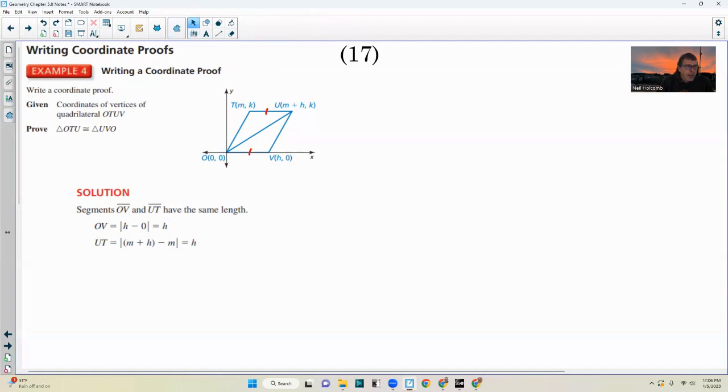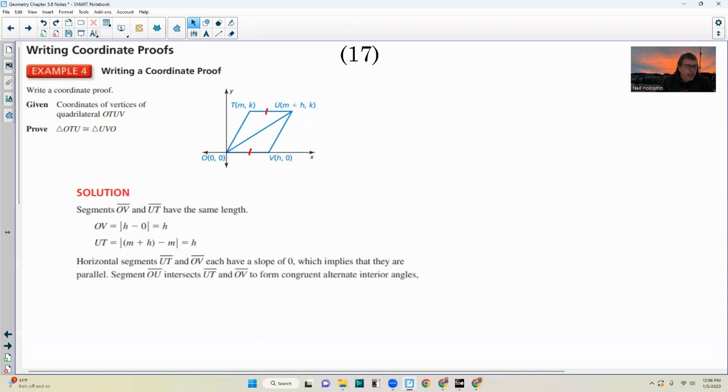Okay. Then horizontal segments UT and OV each have a slope of 0, which implies they are parallel. Okay, they are parallel because they both have a 0 slope. How do we know it's a 0 slope? Because I went over h, up 0. Your y change over your x change is your slope. 0 over h is 0, so the slope is 0. Okay, segment OU is the diagonal, which intersects segments UT and OV.